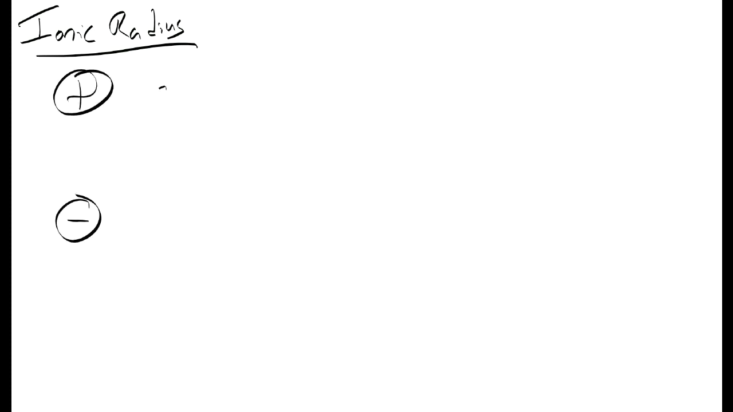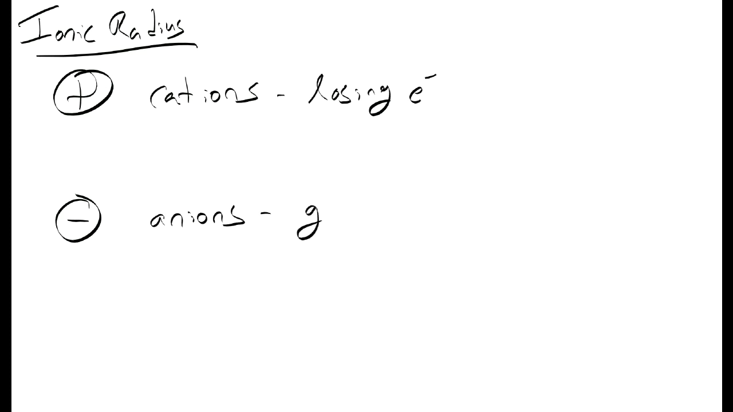And speaking of ions, ionic radius. Ionic radius is similar to atomic radius, only we're talking about ions. So first off, we have cations and anions. Remember, cats make people happy. Cats are positive. And anions are negative. So cation means losing electrons. Anion means gaining electrons.